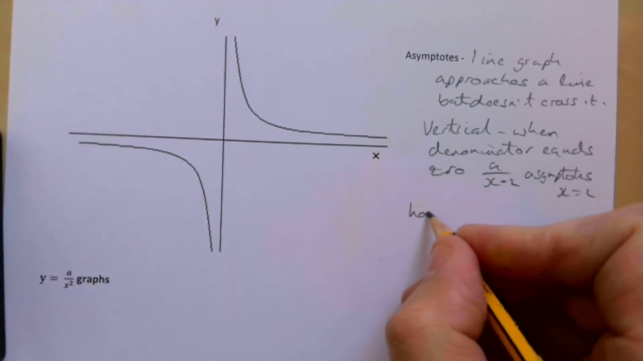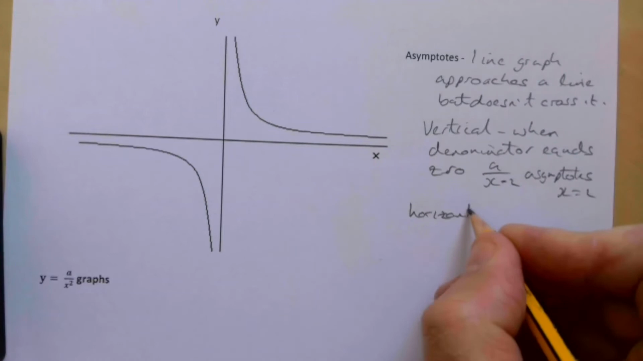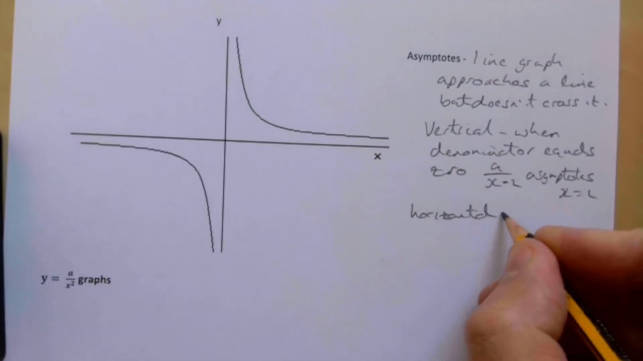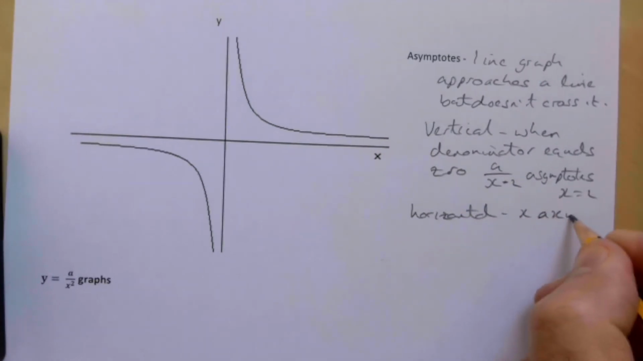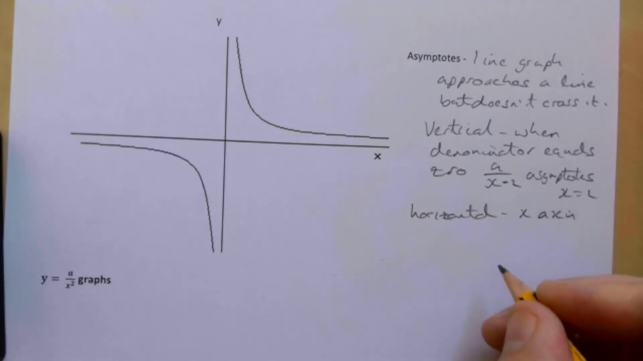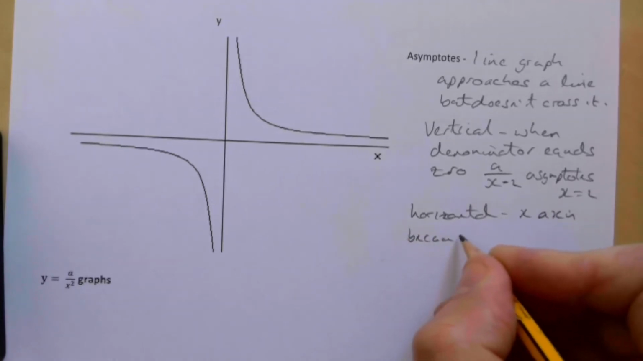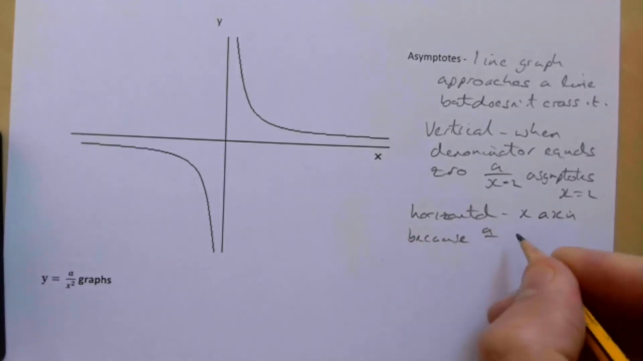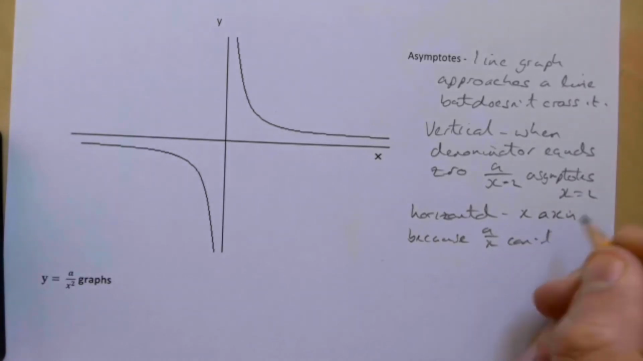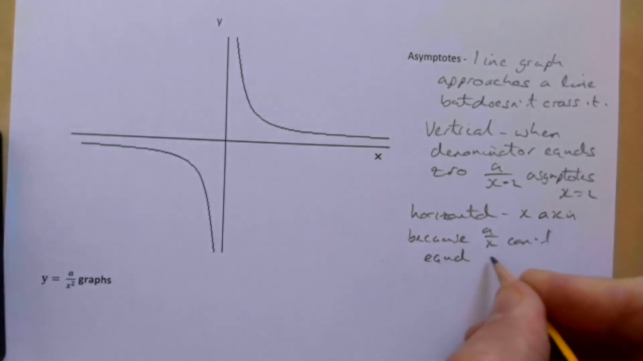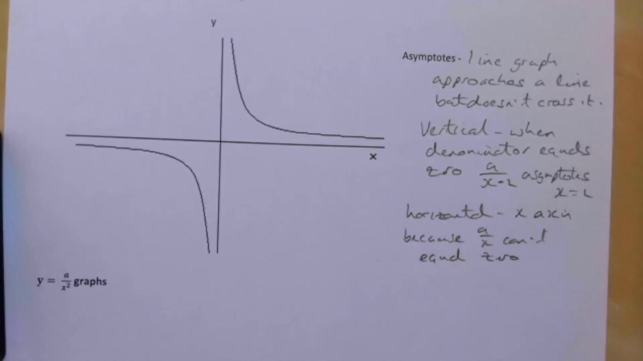Horizontal, then it would be the x-axis, because a over x can't equal 0.